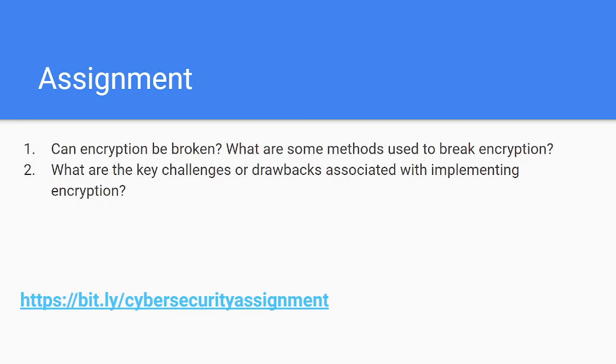What are the key challenges or drawbacks associated with implementing encryption? We talked about the types of encryption and the benefits of encryption. So are there challenges that somebody will face when trying to implement encryption in an environment? Just think about it, research it, and put up your answer.